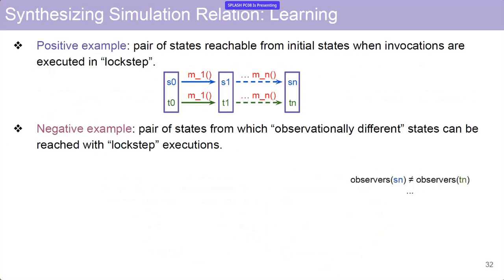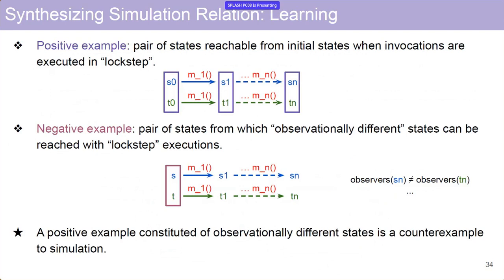Assume that we have two states where, when we execute the observer on them, we get different observations. So any states S and T from which, with lockstep execution, we can reach these two states are a negative example. Now, a counter example, showing that there is no simulation relation, is if from a positive example we can reach observationally different states. If we find something like this during the generation of positive and negative examples, we can stop there and say there is no simulation relation.